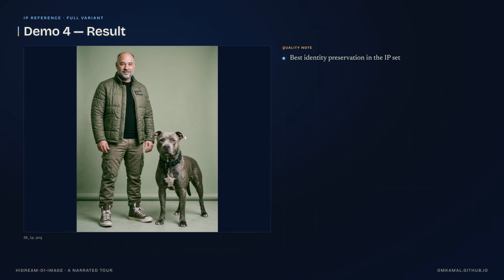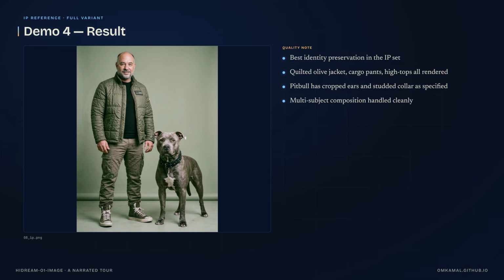Fully bald with the mature salt and pepper beard matching the reference, plus the quilted olive jacket, cargo pants, and high-top sneakers from the prompt. The pit bull has the cropped ears and the studded leather collar. Two fine details the prompt called out specifically. Multi-subject composition handled cleanly on the open 8 billion parameter model.